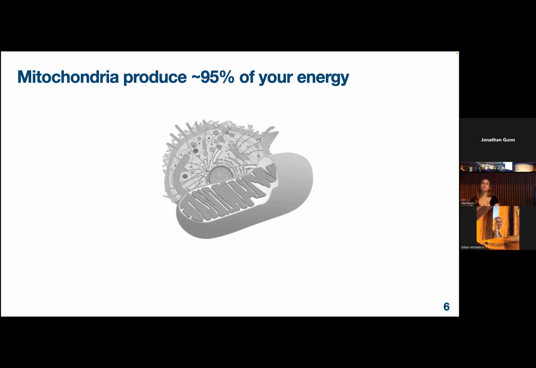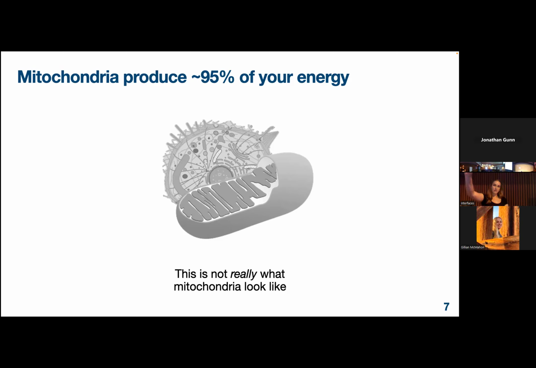So we know the mitochondria produce about 95% of our energy, in addition to being involved in a variety of cellular processes like apoptosis, immune regulation, calcium homeostasis, all of these things. The mitochondria are very involved in many different aspects of cellular function.